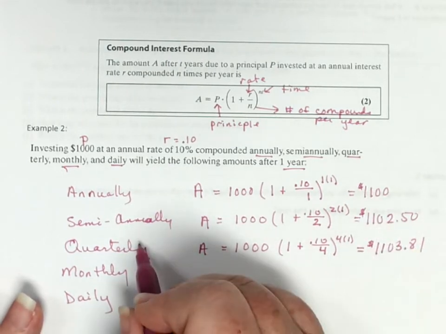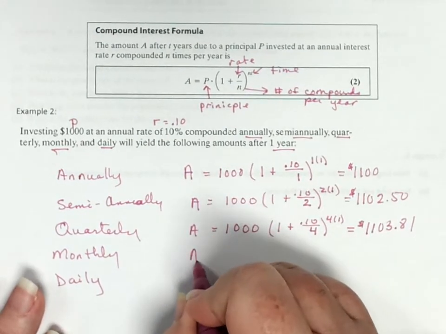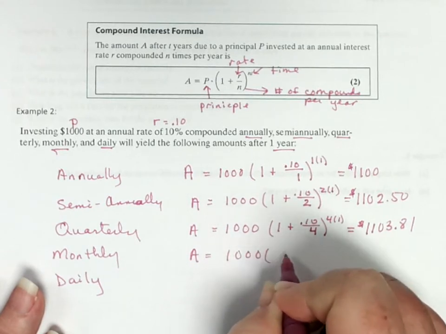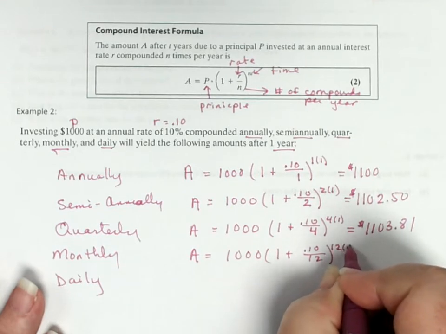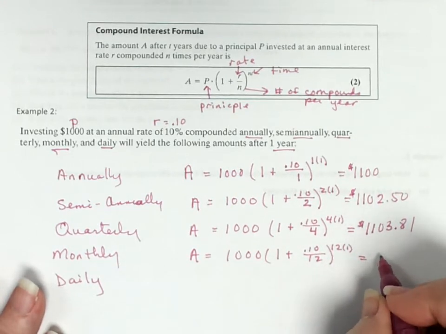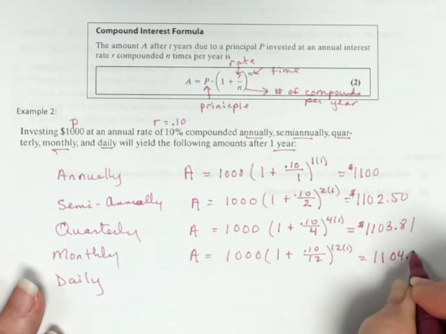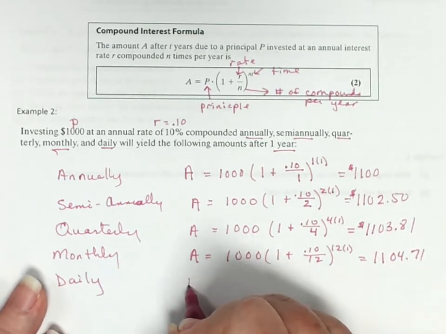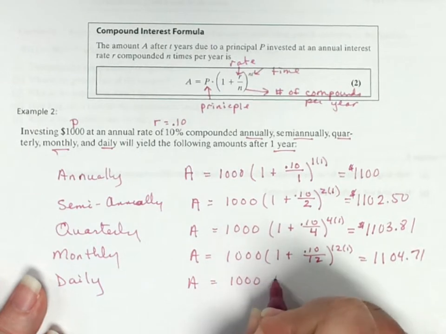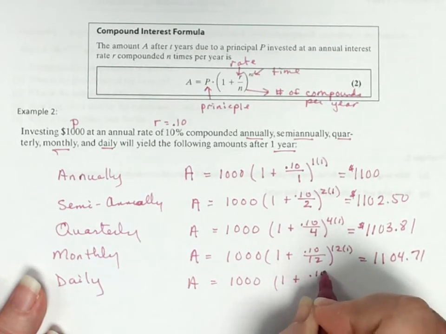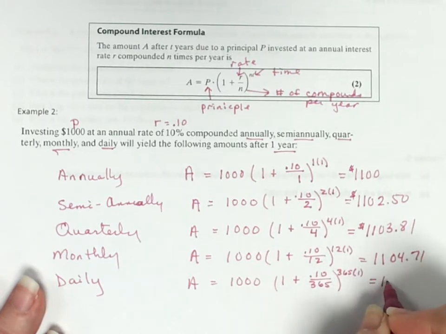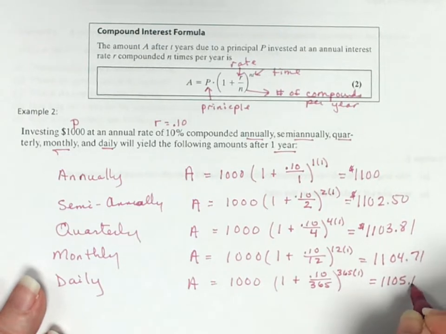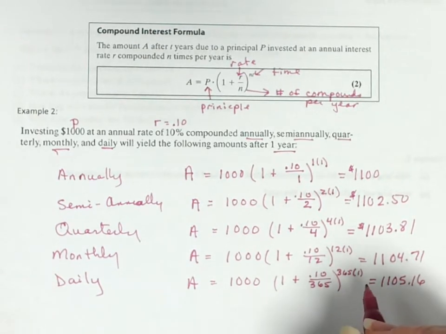Look what happens the more we compound. Let's do monthly. A equals 1,000 times 1 plus 0.10 over 12 raised to the 12 times 1. That will give us $1,104.71. And then daily, 1,000 times 1 plus 10% over 365 raised to the 365 times 1 is $1,105.16.